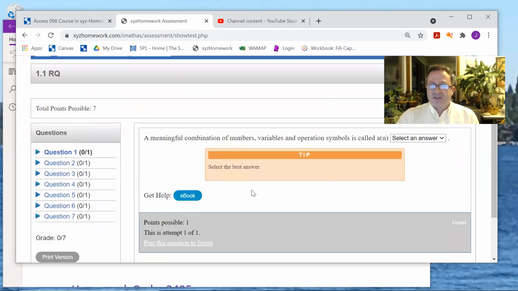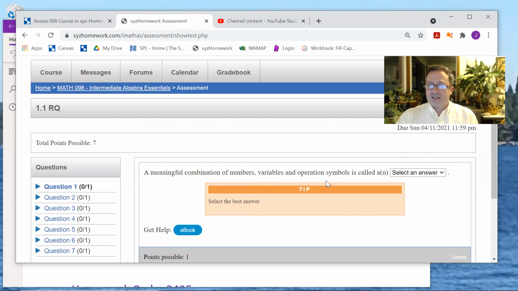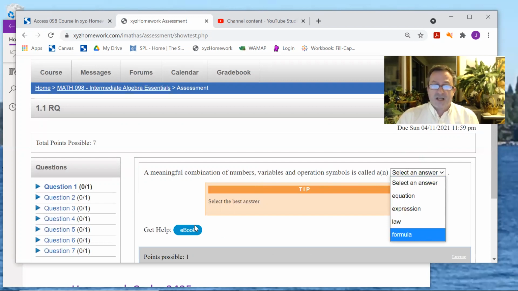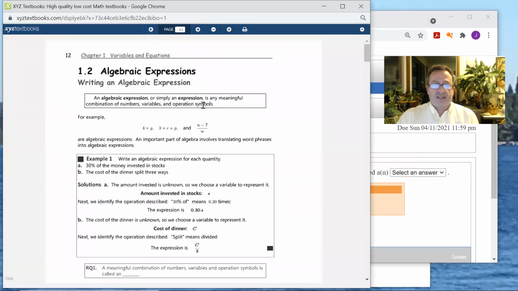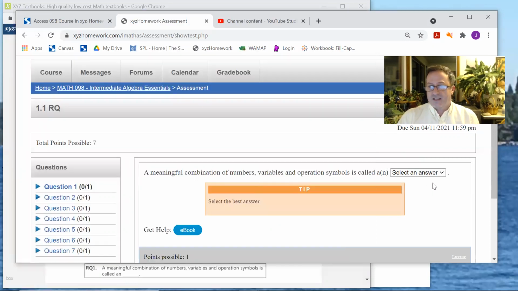It says a meaningful combination of numbers, variables, and operation symbols is called an equation, expression, law, or formula. So those are my choices. I could jump to the ebook. Usually the answer is right there. An algebraic expression is any meaningful combination of numbers, variables, and operation symbols. So that's an algebraic expression.